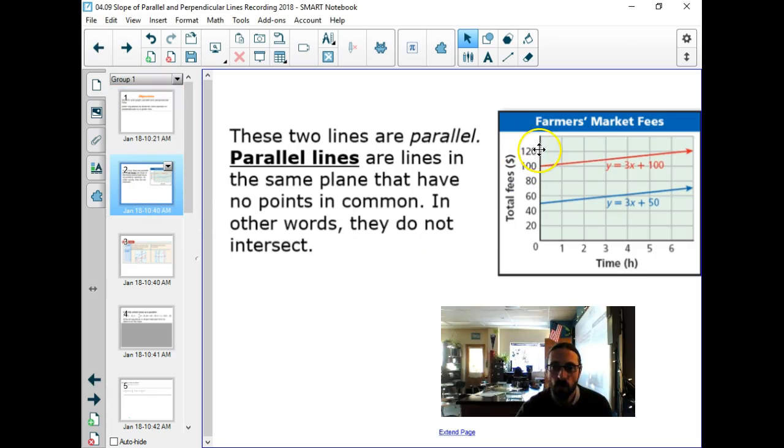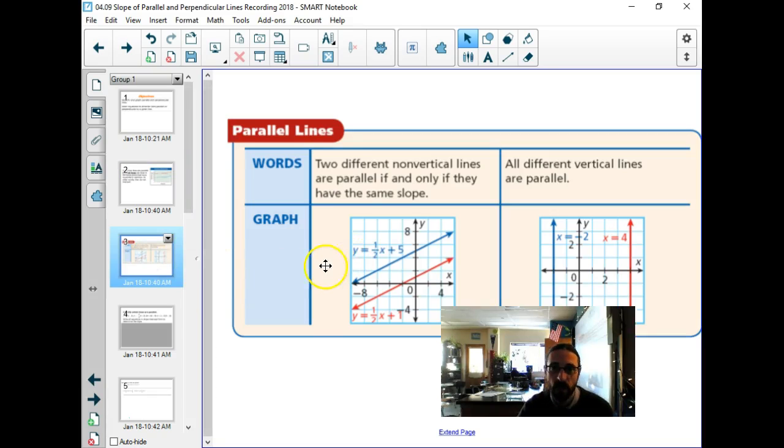So, when two lines are in the same plane and they have the same slope, then we say they're parallel lines. The idea is that they will never intersect. They will never touch each other. And if you look at this equation in slope-intercept form, you can see that both of these lines have a slope of 3. So simply put, two different non-vertical lines have the same slope if they're parallel. And all vertical lines, or all horizontal lines, are also parallel.